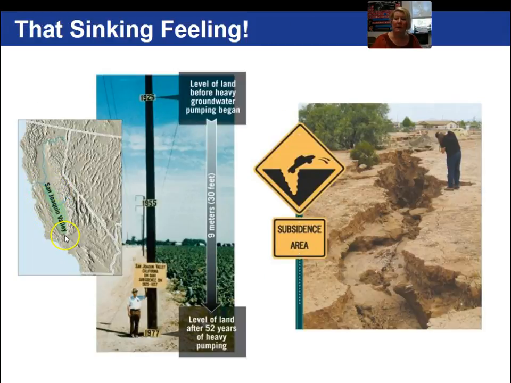Here's the San Joaquin Valley in California, and this is a telephone pole showing the land height before groundwater pumping in 1925, and a decrease by 9 meters, which is 30 feet, by 1977. Another evidence of subsidence is this crack here in the earth. The location of this subsidence example is in Arizona, where there has been more than a decline of 600 feet in the water table.